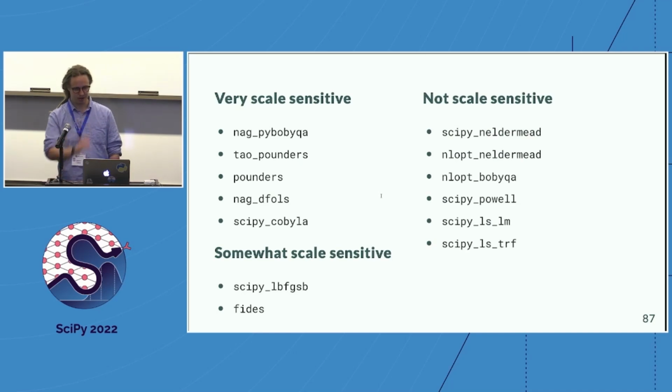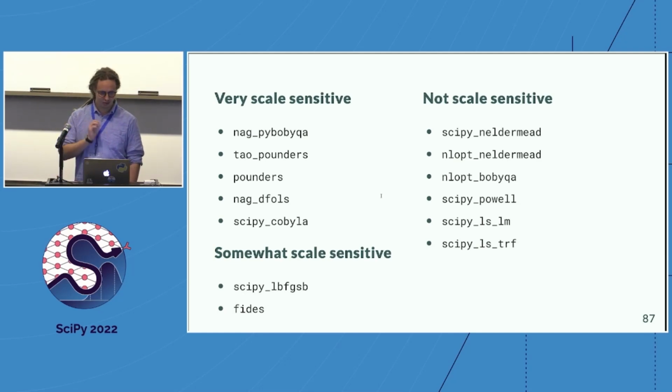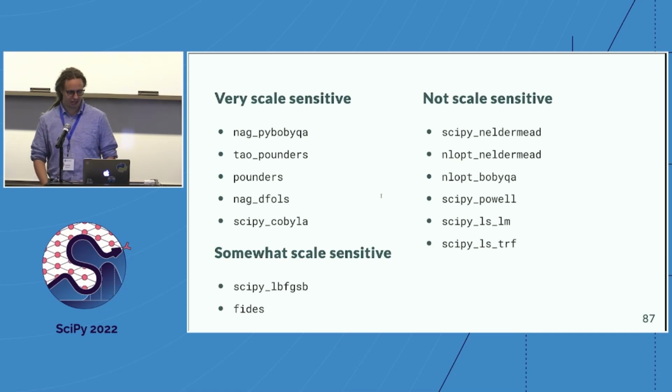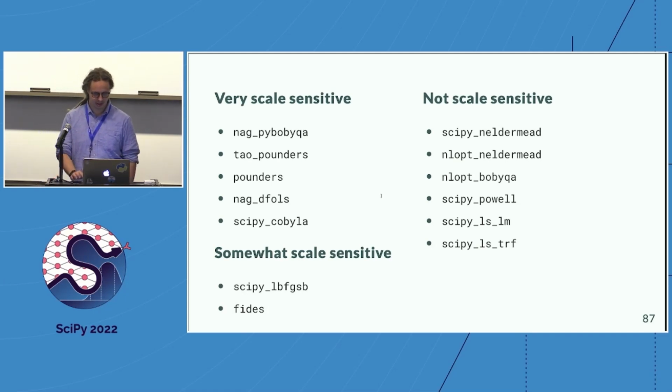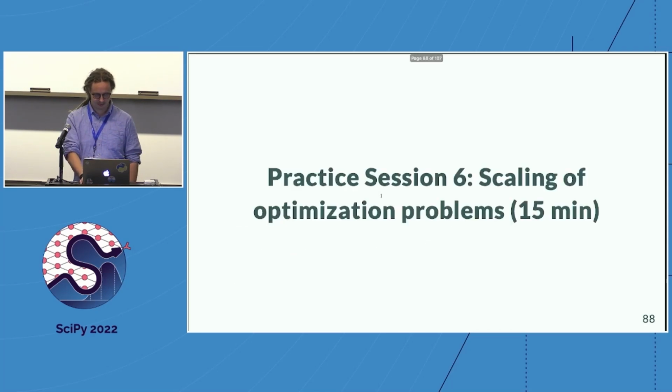Finally, this is an overview of some of the algorithms we have seen already and divides them into very scale sensitive, somewhat scale sensitive, and not scale sensitive. If you're working on the example, you can look at this list.